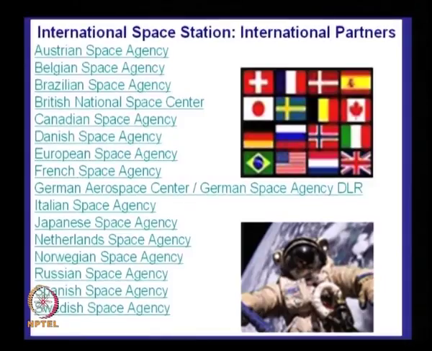And the 16 countries involved in this project are these, starting from the Austrian Space Agency, Belgian Space Agency, Brazil, Britain, Canada, Spain, European Space Agency placed in Germany, French Space Agency, and German Aerospace Center again placed in Germany, Italian Space Agency, Japanese Space Agency, Netherlands, Norwegian Space Agency, Russia, then Spanish Space Agency, and Sweden is also involved in this project. What do they do with this project? They collaborate in providing expertise in the form of fabricating the spacecraft, providing personnel, and so on for the project.